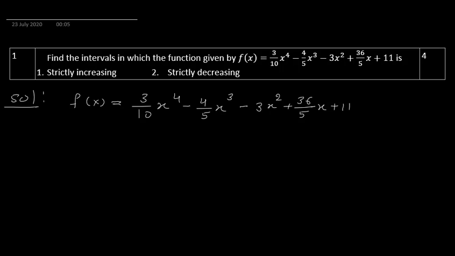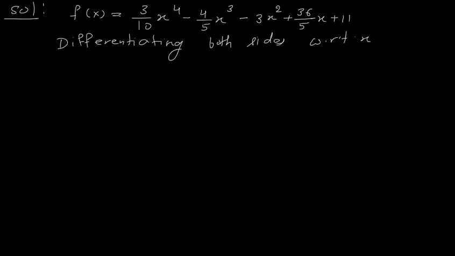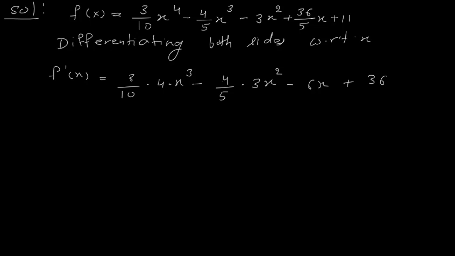Now in the second step we will find the derivative. So differentiating both the sides with respect to x, we will get f dash x is equal to 3 upon 10 into the derivative of x power 4, which is 4 x cube, minus 4 upon 5 into the derivative of x cube, which is 3x square, minus 6x plus 36 upon 5 into 1. This is f dash x.